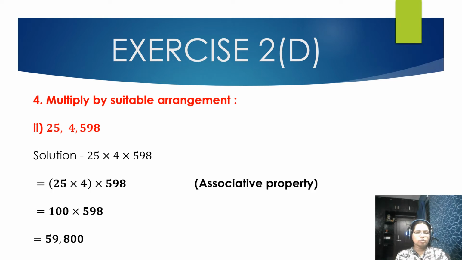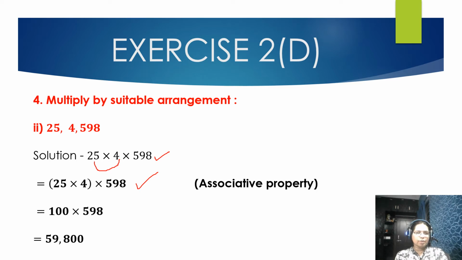Now we will solve question number second bit, 25, 4, 598. Now we multiply these numbers using suitable arrangement. 25 multiplied by 4 multiplied by 598. If we multiply 25 with 4, we get 100, and this will be easy to multiply. So (25 multiplied by 4) inside the bracket, multiplied by 598, and this is the associative property of multiplication. And 25 multiplied by 4 is 100.